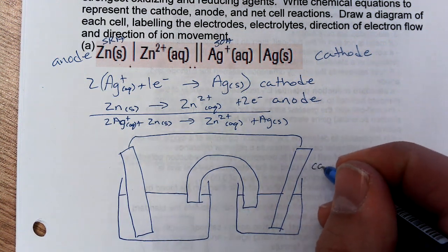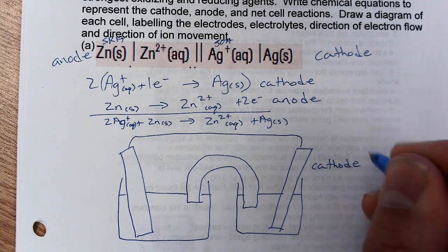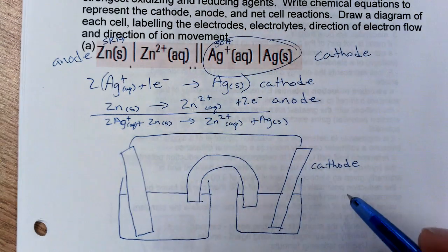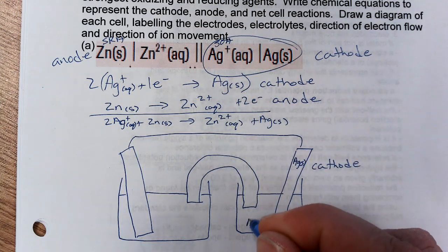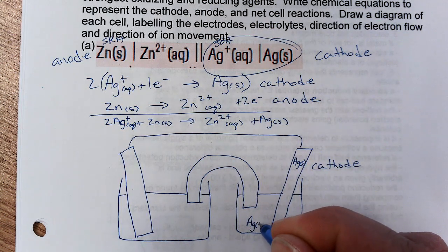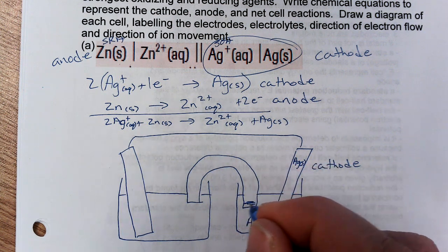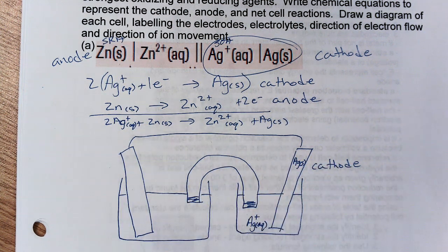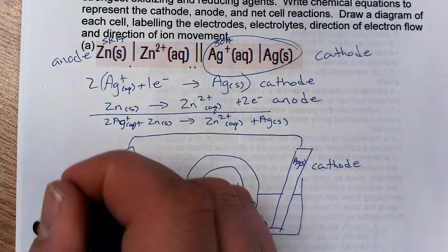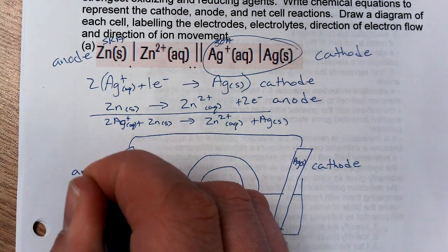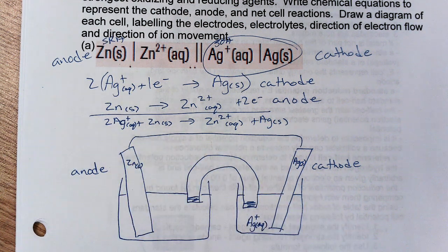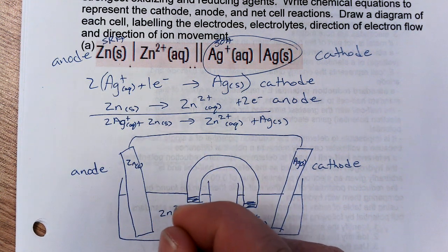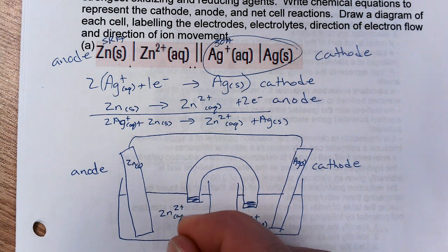So let's say this is our cathode, meaning this is what we have at our cathode. That means this is silver solid, and then in here we have silver plus, which is aqueous. We put our little porous ends on our salt bridge here. That means this is our anode, which makes this zinc solid, and then we'd have zinc 2 plus in here.